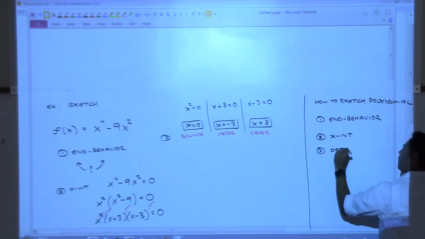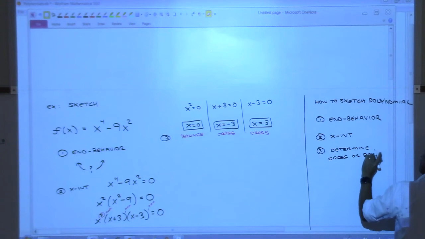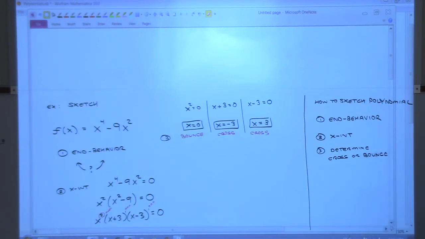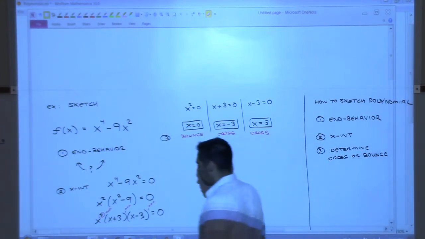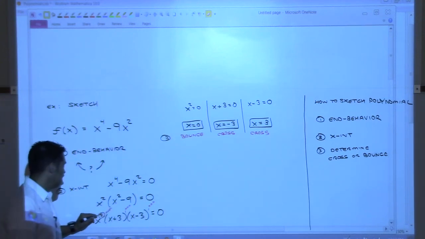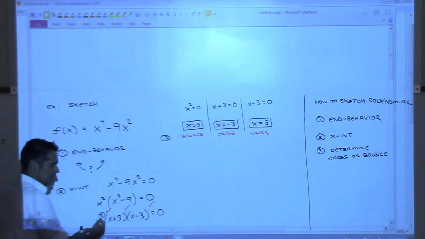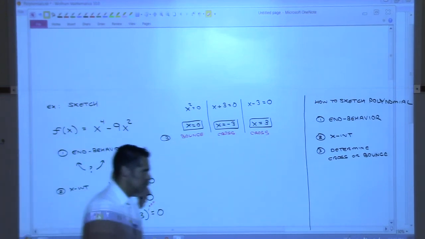So I'm going to say the third step, which is kind of like right here, is to determine cross or bounce. And for those of you who may wind up taking 1414 instead of this class, this number right here has a technical name. It's called the multiplicity of the factor. So this factor right here, x plus 3, has a multiplicity of 1, multiplicity of 1, multiplicity of 2. All right, that's just a technical name for it.